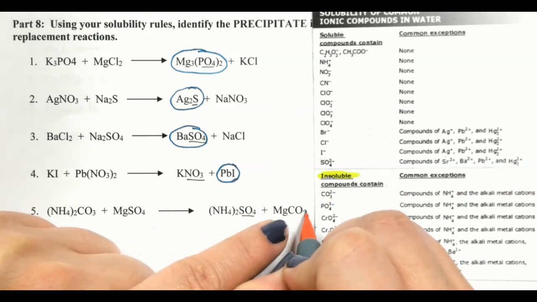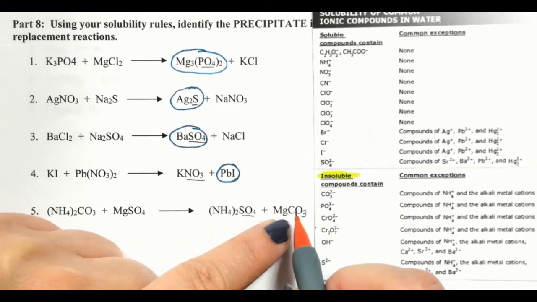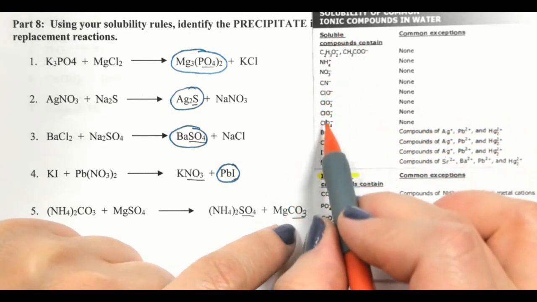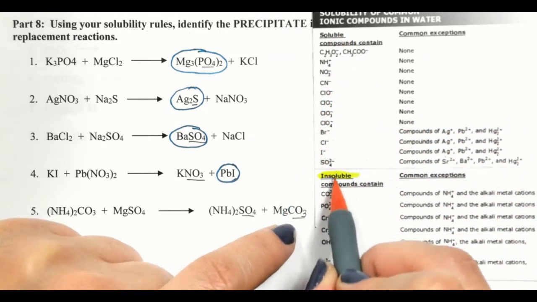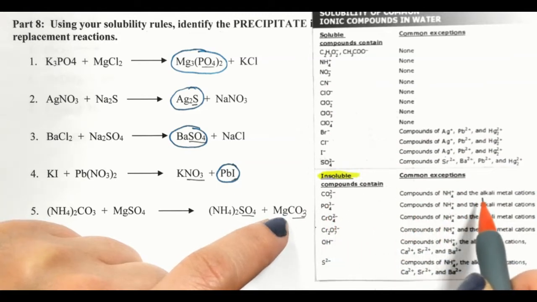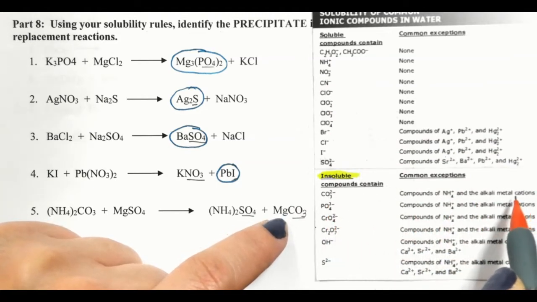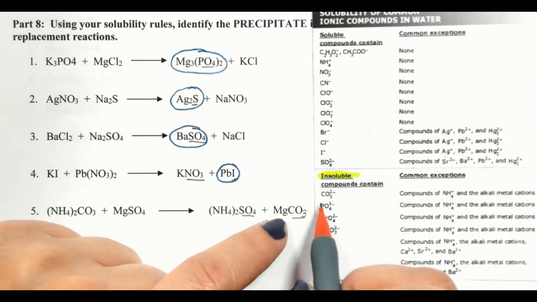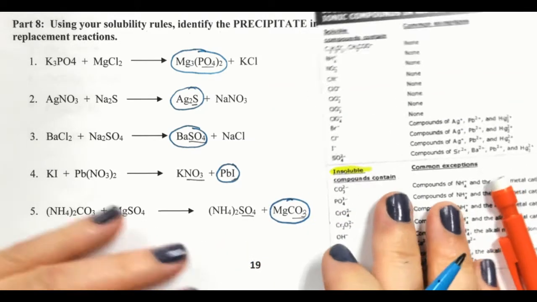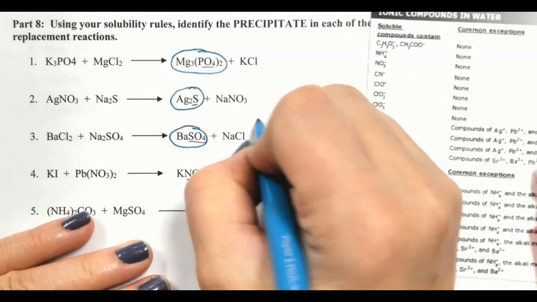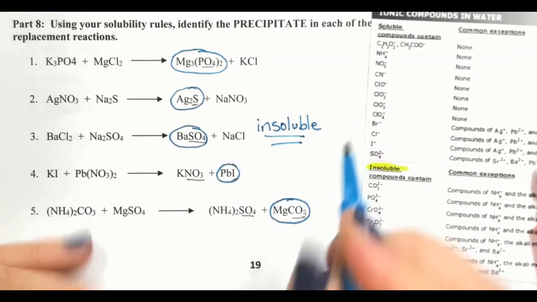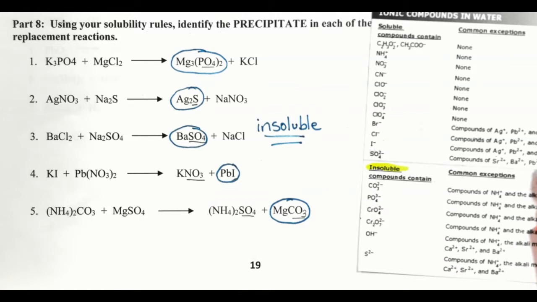And then this is missing a little 3 there. So we're going to look for the carbonate. Carbonate. And that's here under insoluble. Is magnesium an exception? Ammonium and alkali metals. Magnesium is not an alkali metal, so this is going to be our insoluble compound, which is the precipitate. So remember, everything that is insoluble is going to be our precipitate.